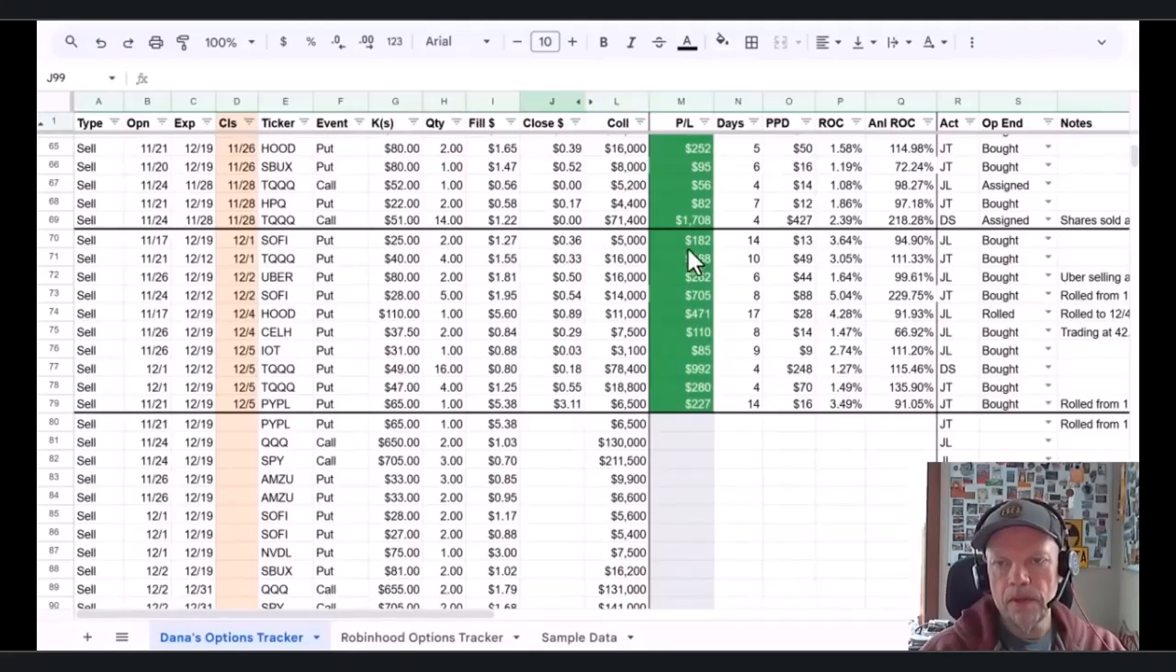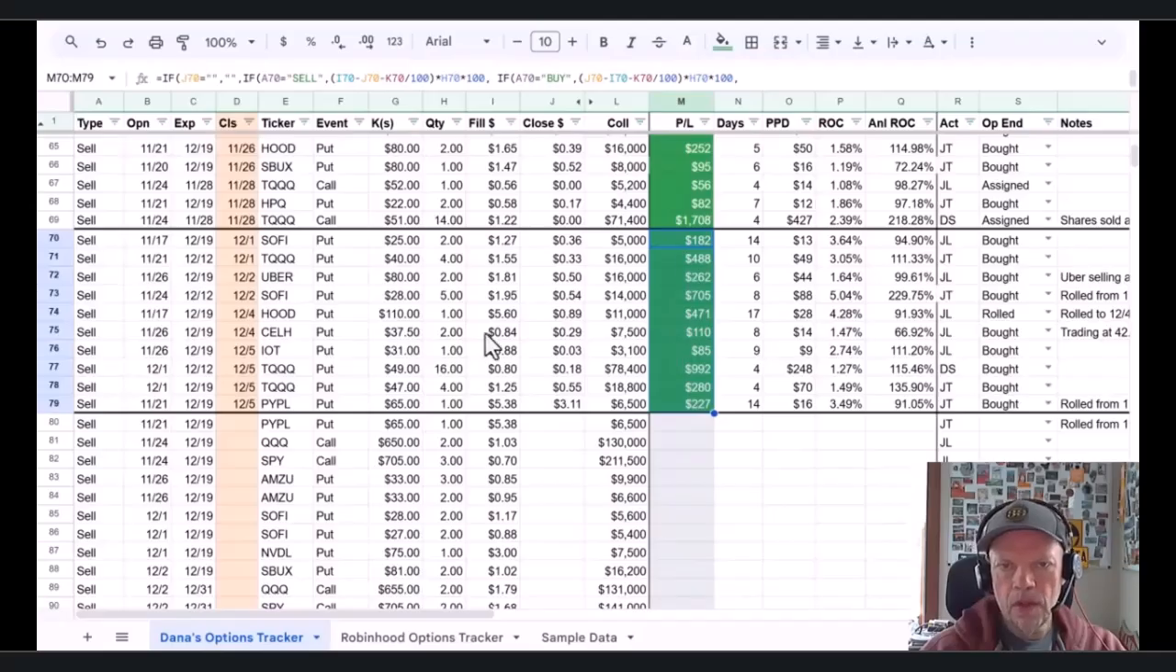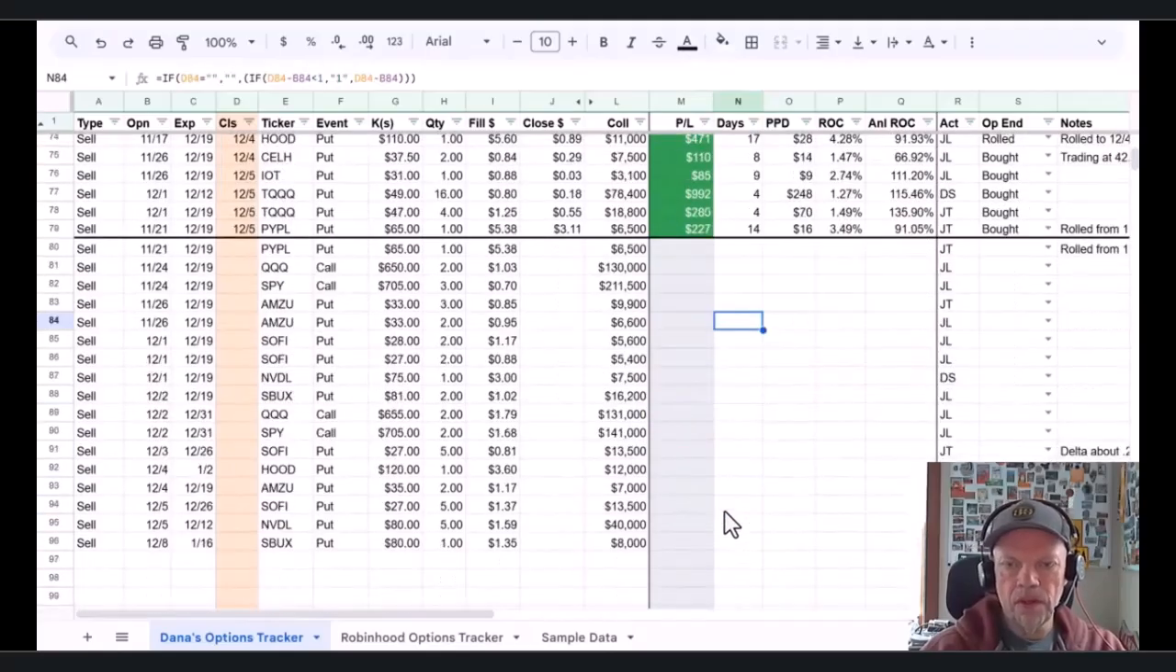These are deals that I've closed. And for last week, you can see $3,800 of deals that I closed on different cash secured puts. So that was a good week. Typically, it's about 1,000 to 1,500.